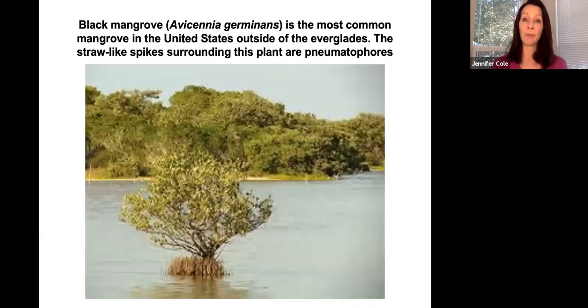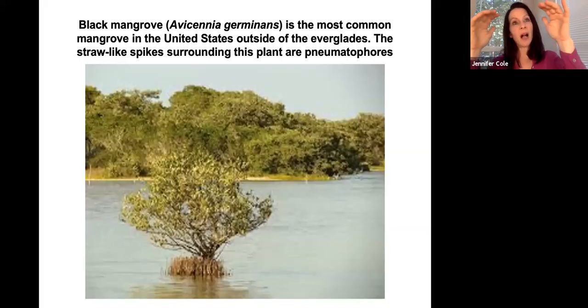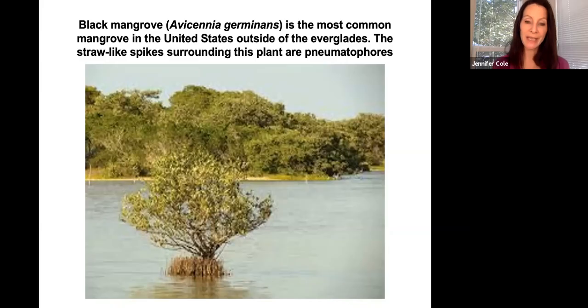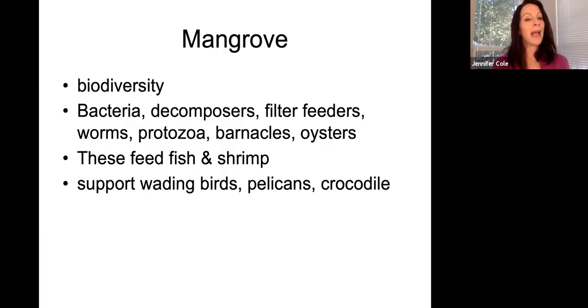So here's a picture of a black mangrove. And these are the ones that you tend to find in the United States. They have these straw-like projections. They're called pneumatophores. What they do, there's little holes on them, and they are able to suck oxygen out of the atmosphere and shunt the oxygen down into the roots of the mangrove plant. So mangroves are a decompositional environment because you have the water from land coming into them from rivers and streams, and it gets dumped out into the offshore region after the decomposers, the bacteria, the worms, the barnacles, the oysters break down the organic material into usable nutrients.